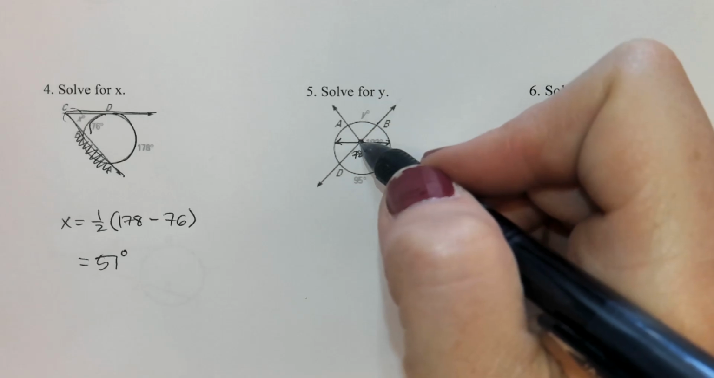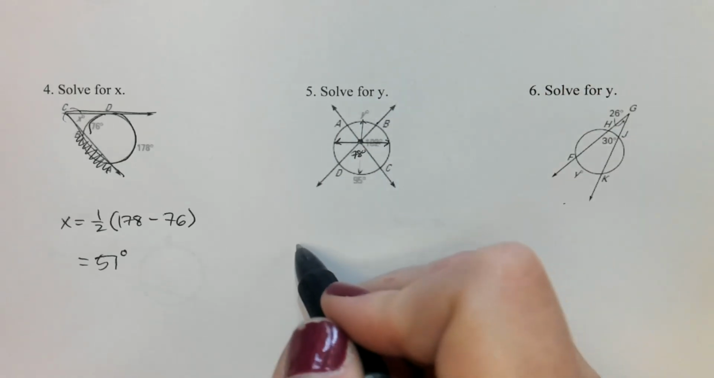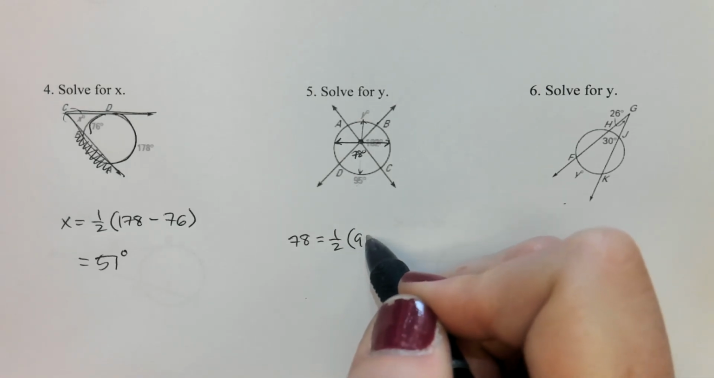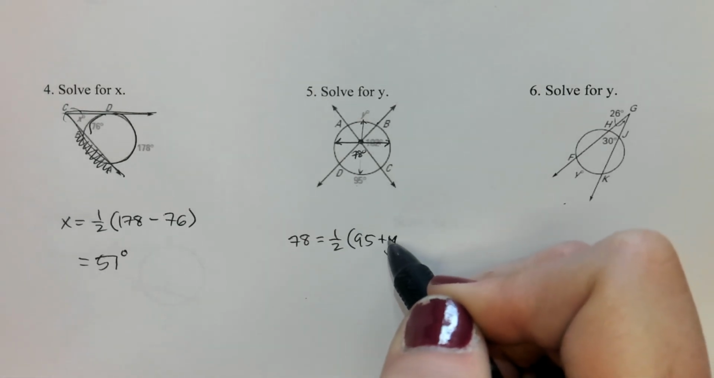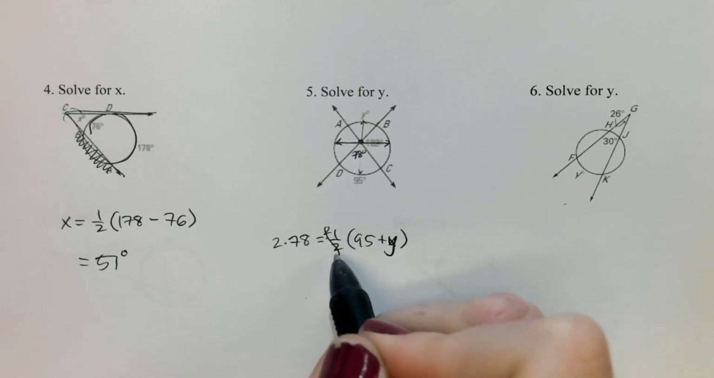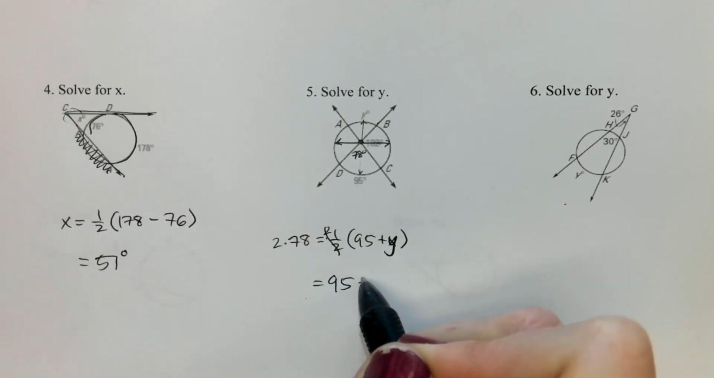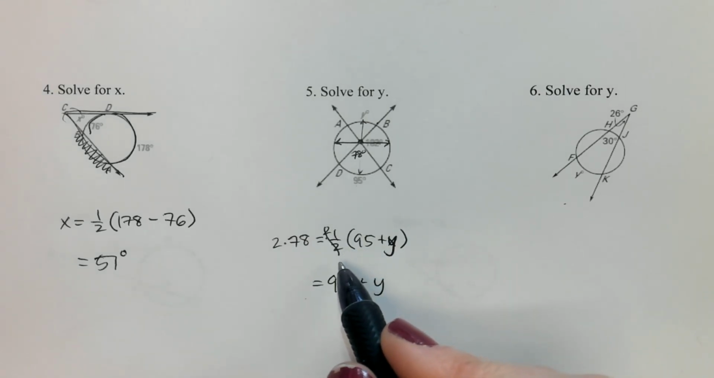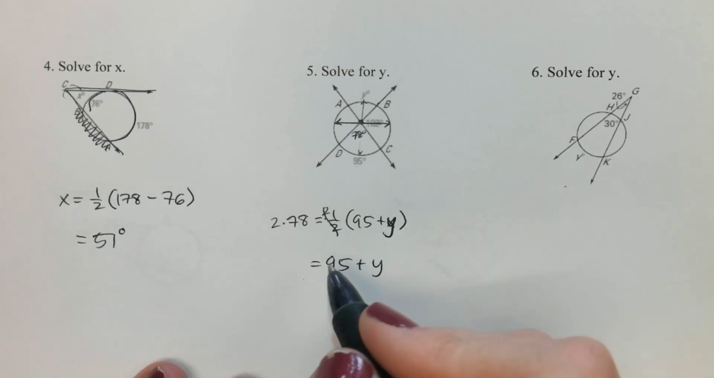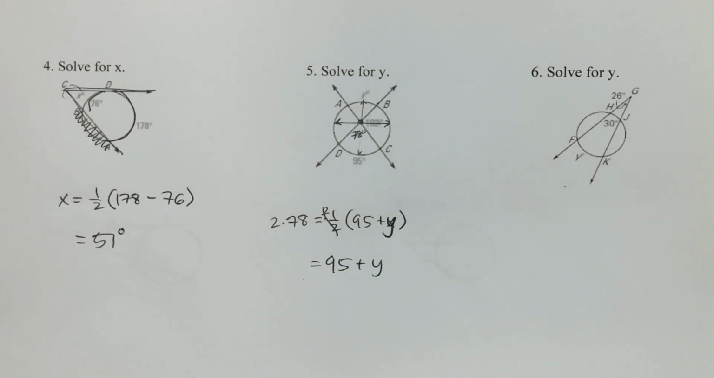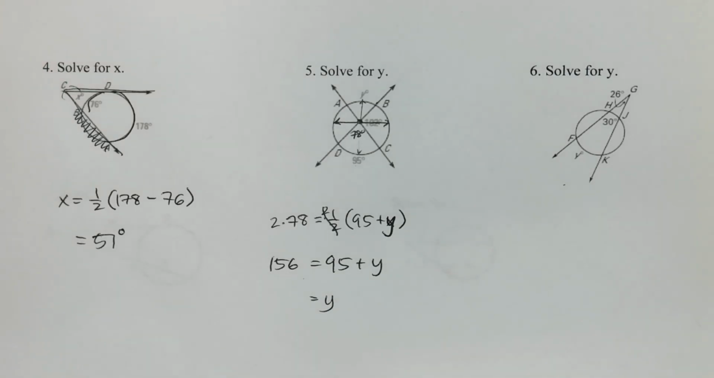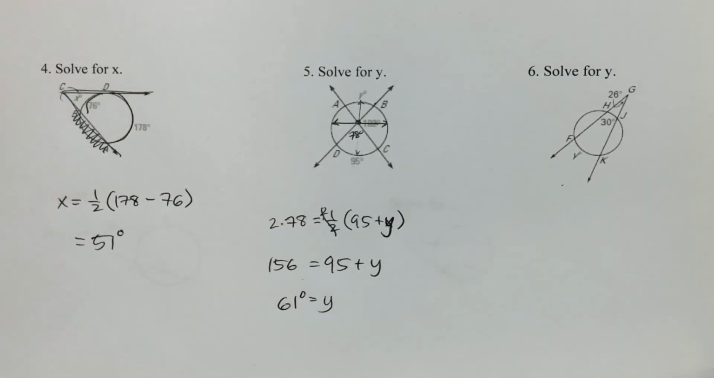And now I can go this way instead. So 78 goes with these two. 78 is the angle in the middle. It's half of the two arcs added up. So 95, oops, and y. The fastest way is to times by 2. Also, it means you probably won't have a fraction then because you're getting rid of the fraction right away. So 78 times 2, 156. And then we're going to subtract 95 over for 61.